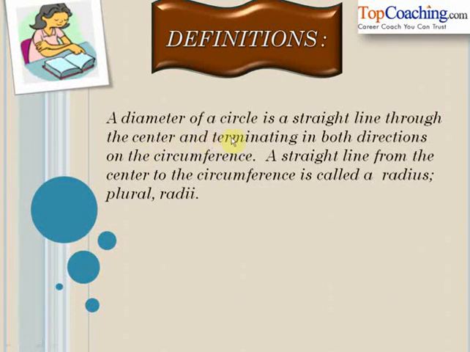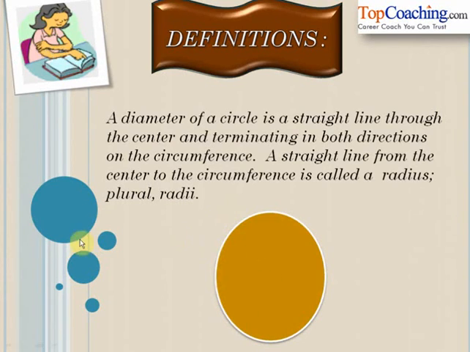A diameter of a circle is a straight line through the center and terminating in both directions on the circumference. A straight line from the center to the circumference is called a radius, plural radii. Now what is a diameter? The diameter of a circle is a straight line that passes through the center and terminates in both directions on the circumference. Similarly, a straight line from the center to the circumference is called a radius.